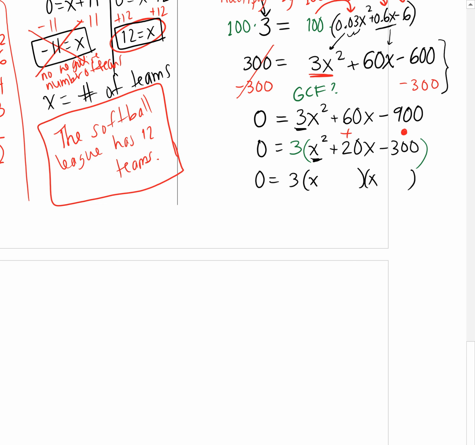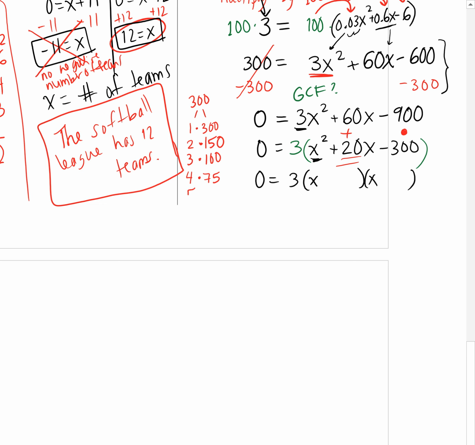Ooh, that's kind of tricky. Let me see here. 300. That's a lot of options. It could be 1 times 300. There's no way that's going to add up to 20, no matter which of those I make negative and which I make positive. 2 times 150 makes 300, but those are still way too far apart. 3 goes into 300 100 times. Those are still way too far apart. 4 goes in 75 times. Those are still way too far apart.